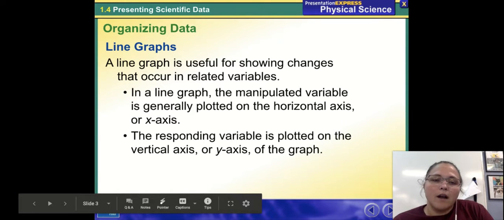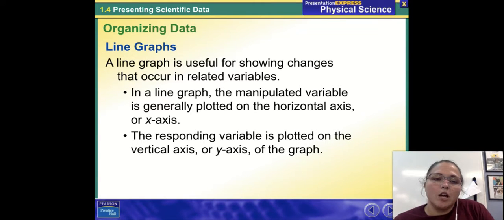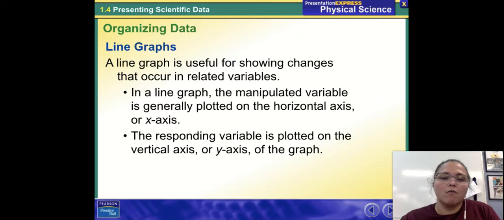A line graph is useful for showing changes that occur in related variables or variables that show a continuous change. In a line graph, the manipulated variable is generally plotted on the horizontal or x-axis. The responding variable is plotted on the vertical or y-axis of the graph.